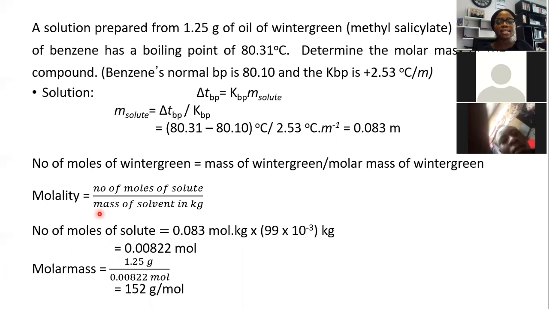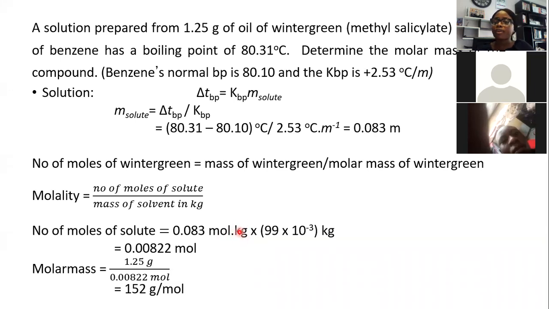So we have a molality equal to number of moles of solute divided by mass of solvent in kilogram. We want to make the number of moles the subject of formula, because now we have molality from the previous step, and we have been told that this solute was dissolved in 99 grams of benzene. So number of moles equals the molality multiplied by 0.083 mole per kg. Sorry, this is per kilogram.